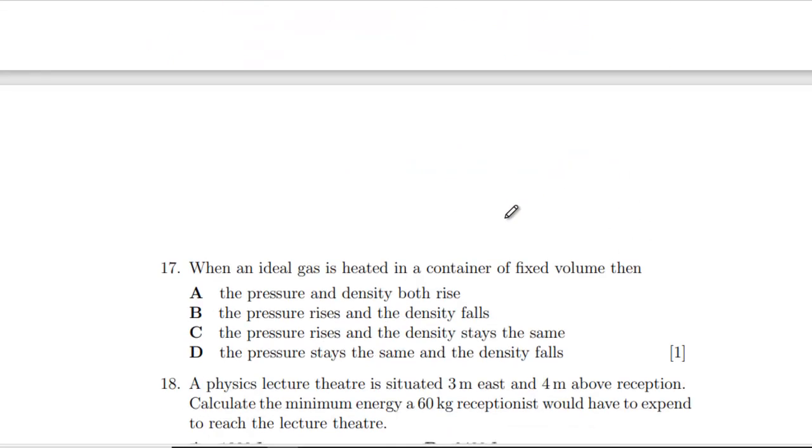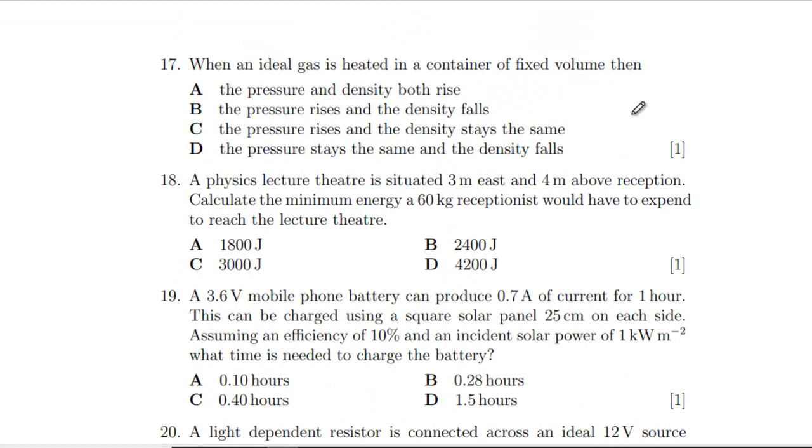Right, that's 4 of them done. Next page. When an ideal gas is heated in a container of fixed volume, then what is going to happen with, so we're looking at pressure and density. So we want the pressure to go up, but the density is going to stay the same because we haven't changed the mass or the volume. So which one of those? Pressure, here we go. So C.